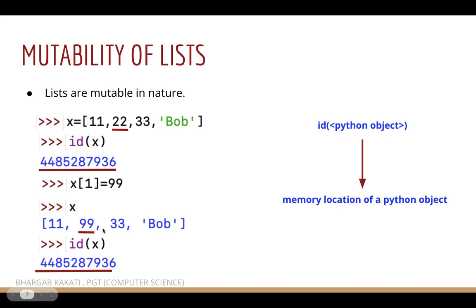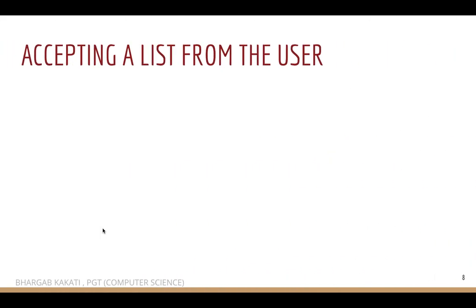mutable. Let's move to the next concept, which is accepting a list from the user. Now all of us know how to accept an integer from the user, how to accept a floating point number from the user, and how to accept a string from the user. Now how do we accept a list from the user?